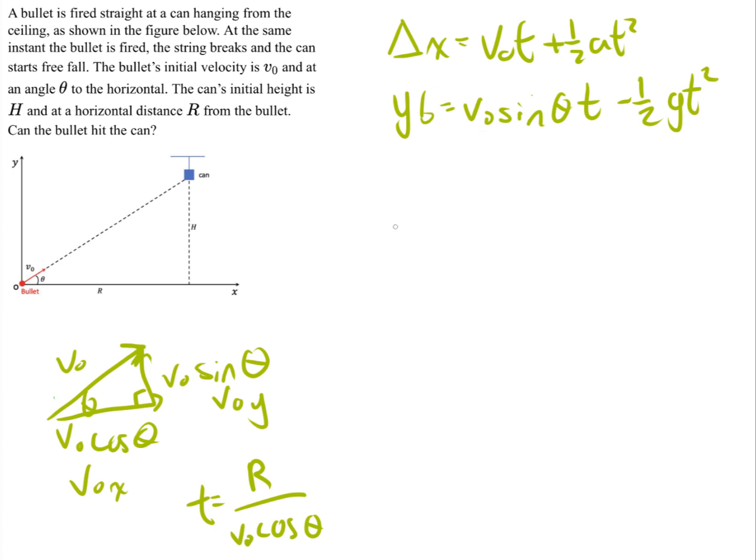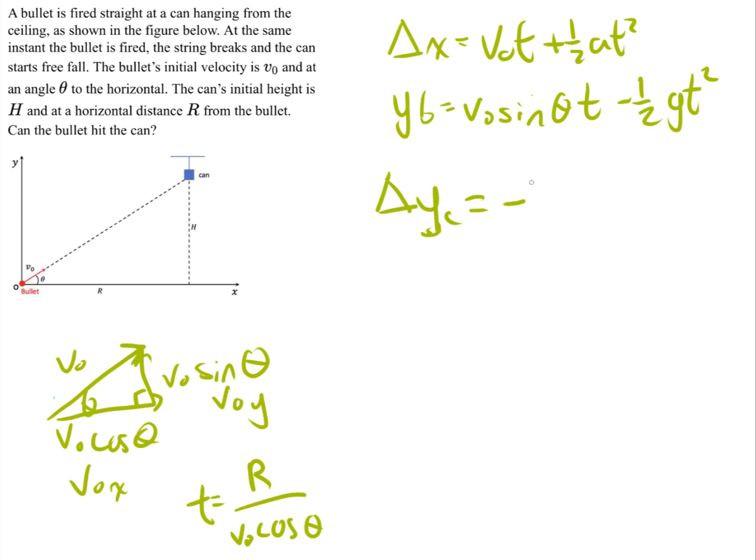And now let's use this again and solve for the change in y of the can. So that is equal to the initial velocity. Now the initial velocity of the can is 0 meters per second, since the string breaks and the can starts free fall. So it's initially just dropped when the string breaks. There's no initial velocity given to it in the y direction. So this whole part can be omitted from our calculation.